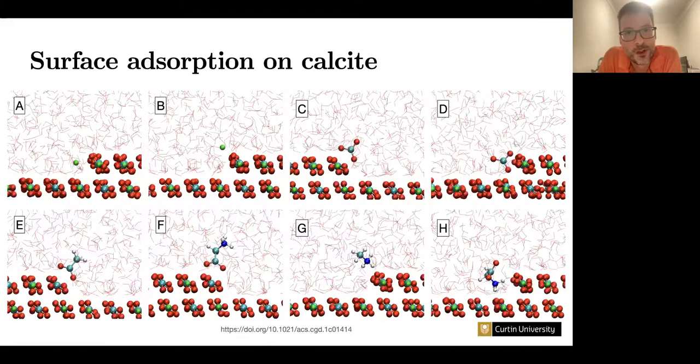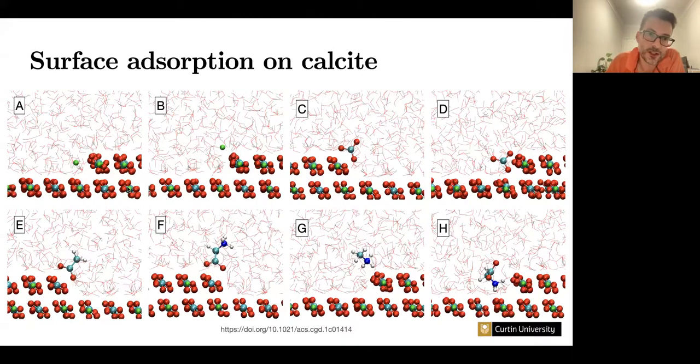So if we now move to the other extreme of the spectrum, once the crystal has already been formed, we want to see if we can say something meaningful about how the crystal grows and how small organic molecules can modify the growth of this crystal.